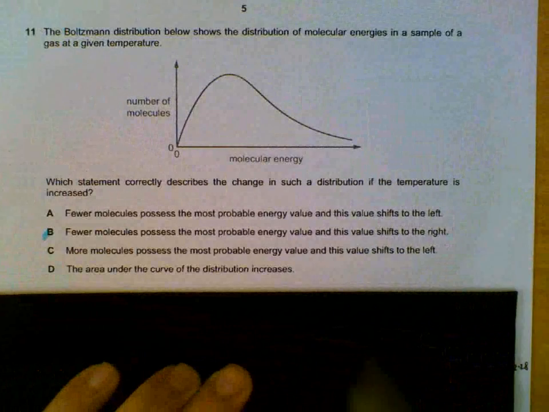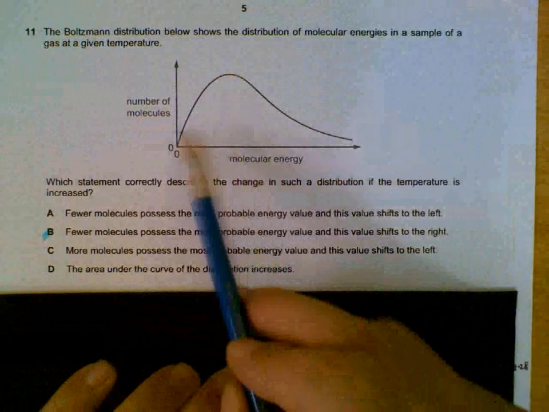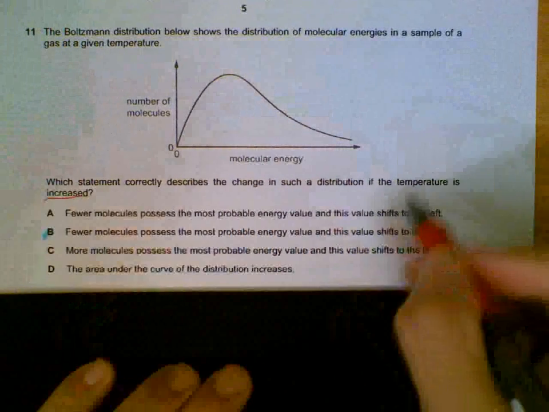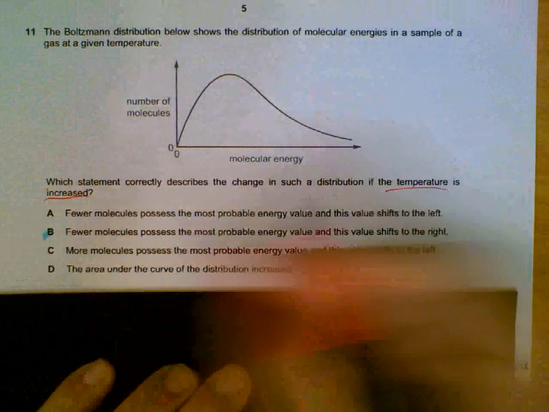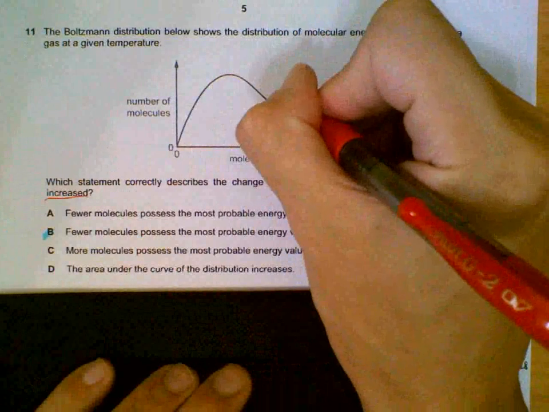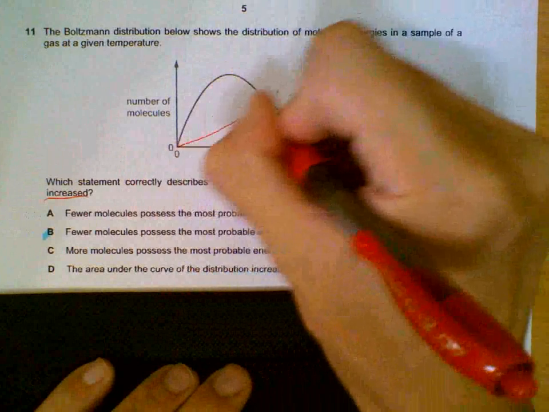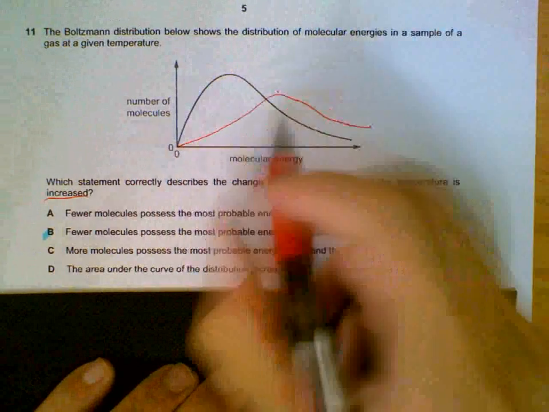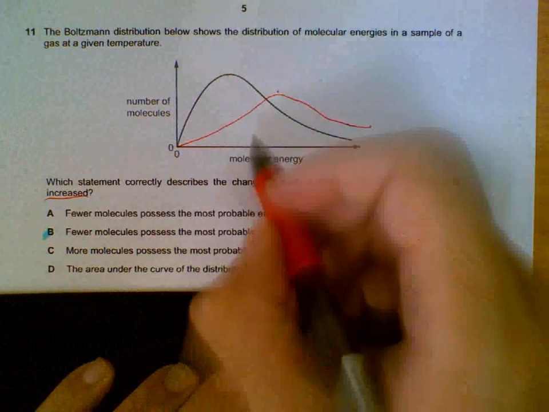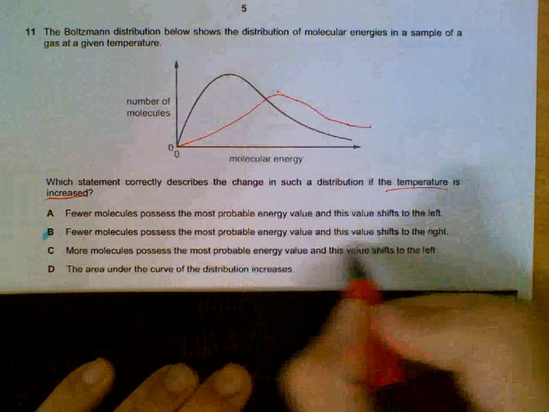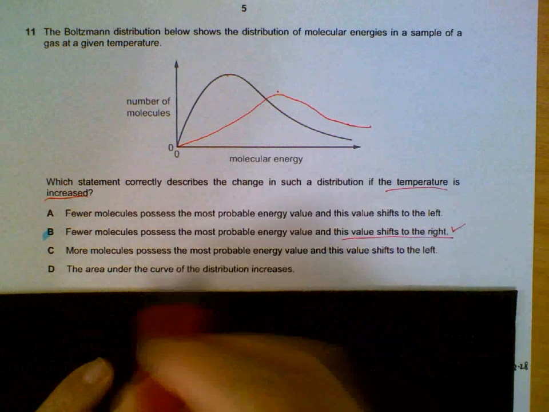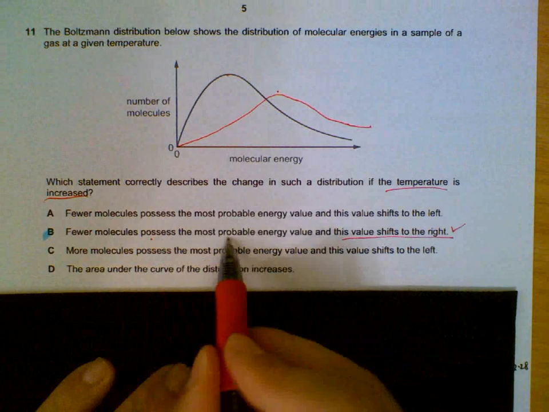Number 11, we have a Boltzmann distribution curve at a given temperature. What happens when the temperature is increased? You have to know the shape of the curve when the temperature is increased. The peak will be on the right, but it will be lower than before. So the peak shifts to the right, and fewer molecules possess the most probable energy.